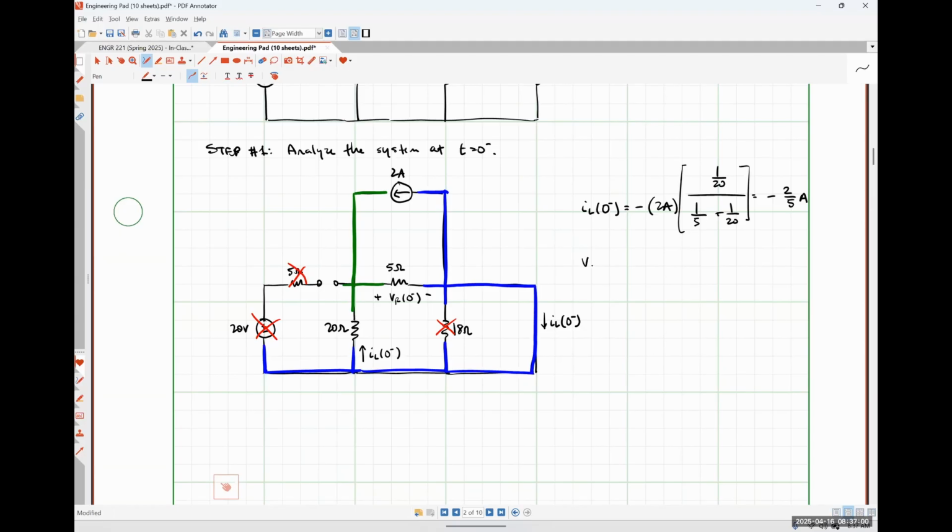So VR at 0 minus, notice that the 2 amps is flowing into the positive polarity terminal, is going to look like 2 amps times 5 ohms times 20 ohms over 5 ohms plus 20 ohms. So I believe that's 100 over 25 is 4. So I think this is going to come out to be 8 volts, but I'm just going to double check because I don't trust my ability to do math without having had a crap ton of coffee. It is indeed 8 volts.